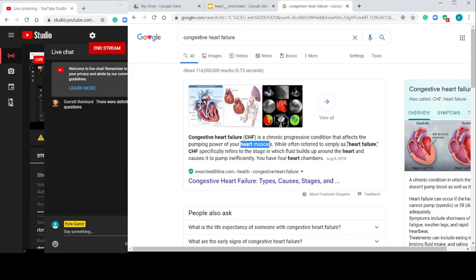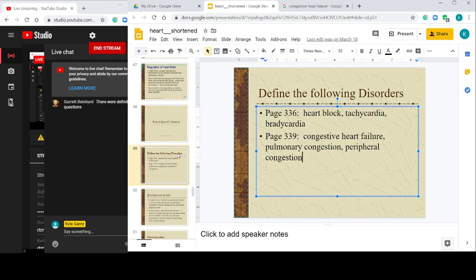All right. People will refer to it as heart failure, but fluid can build up around the heart and cause it to pump inefficiently. Okay, so fluid can build up around the heart between the parietal and visceral pericardial linings, and since we have a bunch of fluid on the outside, that pump is not going to be able to pump well. And so if it doesn't pump well, that means it doesn't move blood well, right?